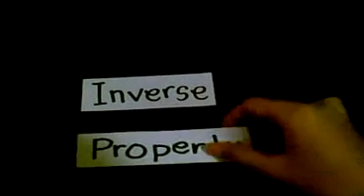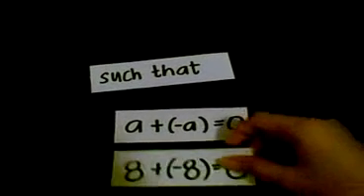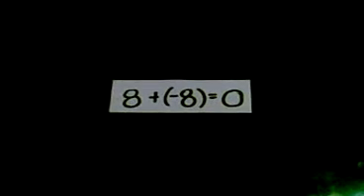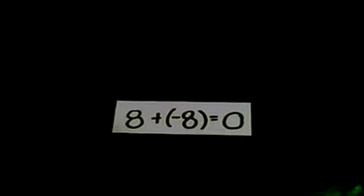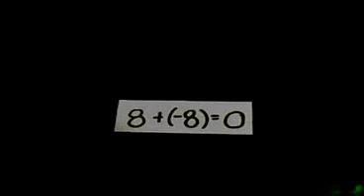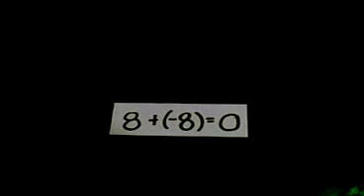The next property would be the inverse property. The inverse property states that if A is an element of integers, then there uniquely exists negative A, which is also a member of integers, such that A plus negative A would be 0. Example, 8 plus negative 8 would be 0. In addition of integers, addition of unlike signs would yield subtraction. So subtracting the same number by itself would be 0.